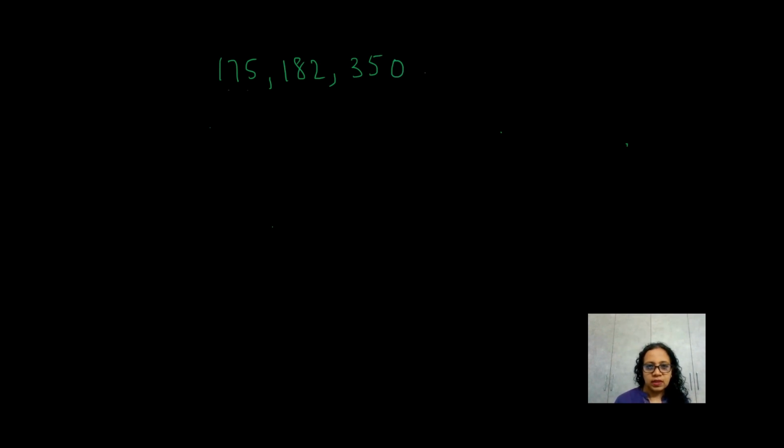Now let's look at a shorter method. Here we can see that 175 is a factor of 350. So we will cross out 175. And we will not take 175 at all. We'll just take 182 and 350. We will eliminate 175. Now the common factor of 182 and 350 is 2.